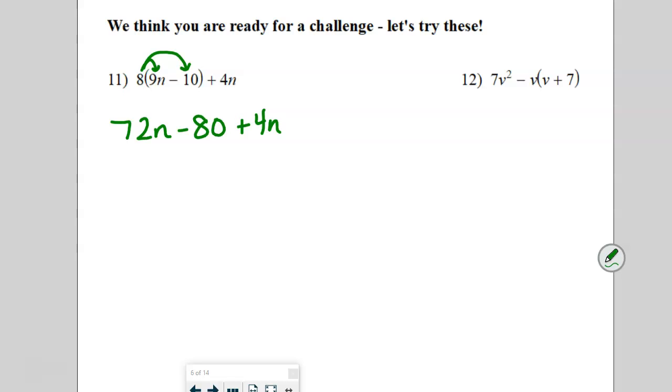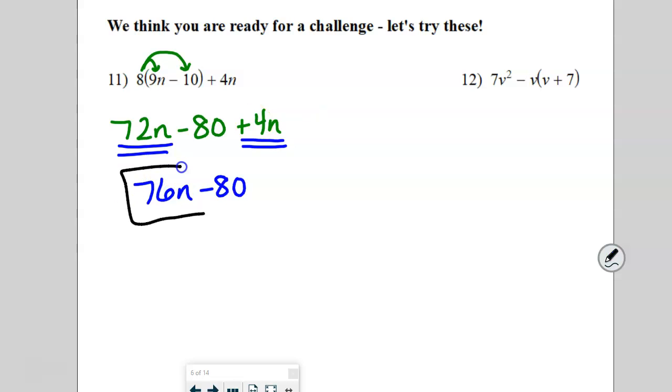So this would not be a good answer if your teacher asks you to simplify, which math always wants us to do. You've got a 72n, a variable term there, and then you've got the same kind of variable term here, a 4n. So these are going to be collected like terms, 72n plus 4n, better known as 76n. And then that constant is the only constant in the problem, so I'm just going to say -80, and that's my final answer. All right.